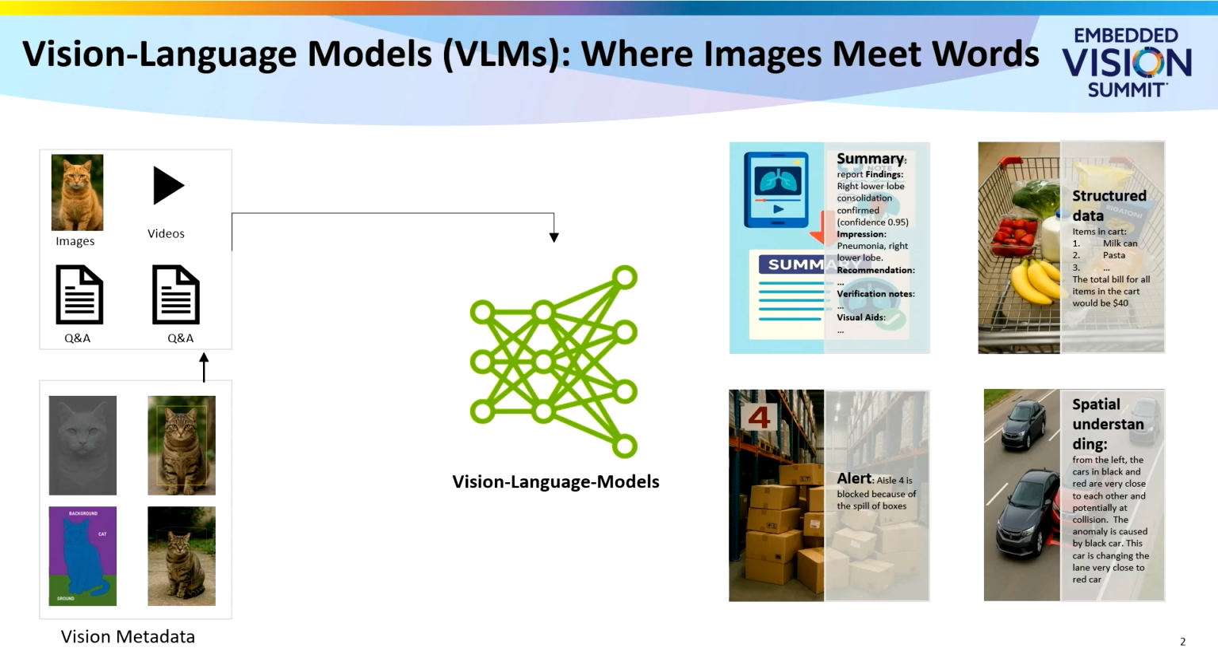So what are vision language models? I'm just going to go very quickly. How do they learn? What kind of input do they expect? What kind of applications can they be used for, and what kind of output do they actually generate?